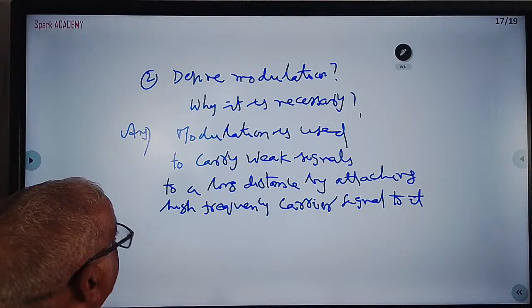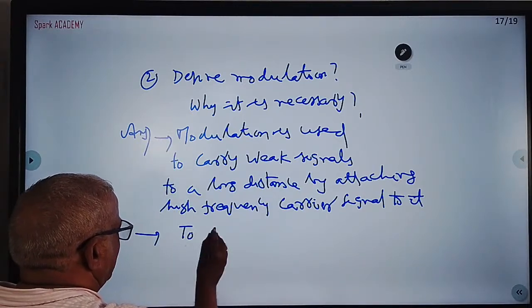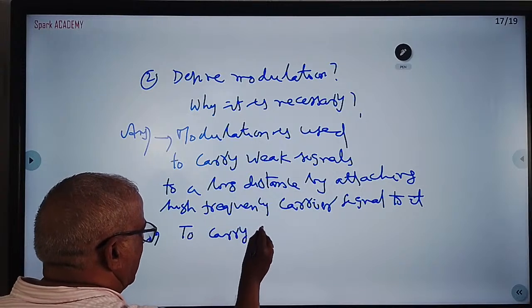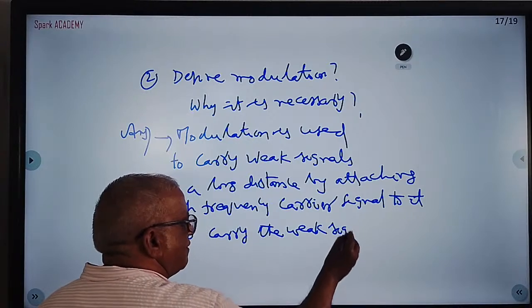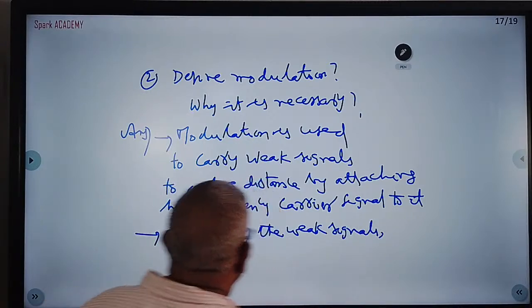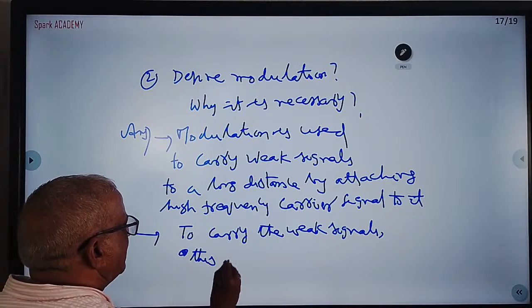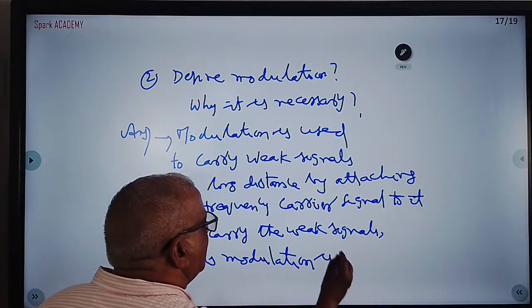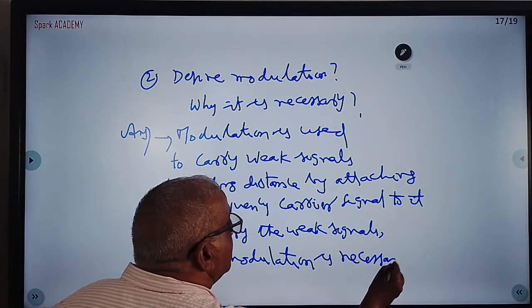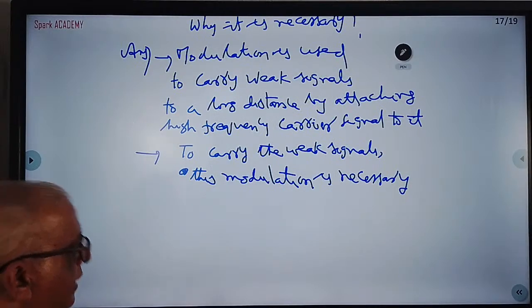Why is it necessary? To carry the weak signals, this attaching, this modulation, is necessary. Otherwise you can't carry weak signals to a long distance. You attach them with electrical signals.